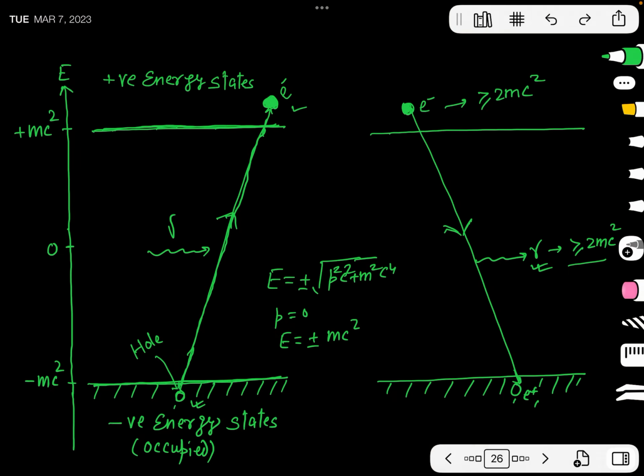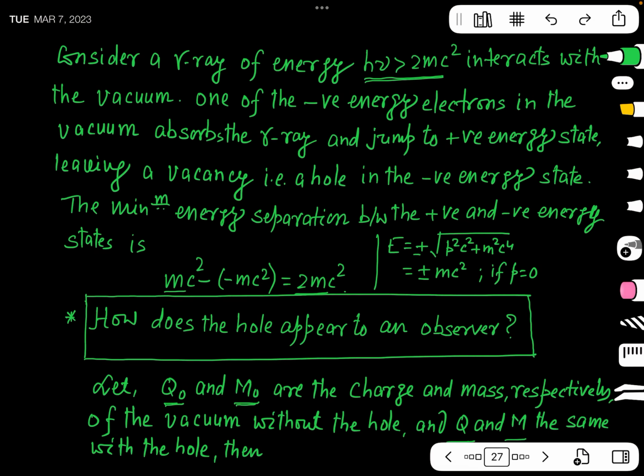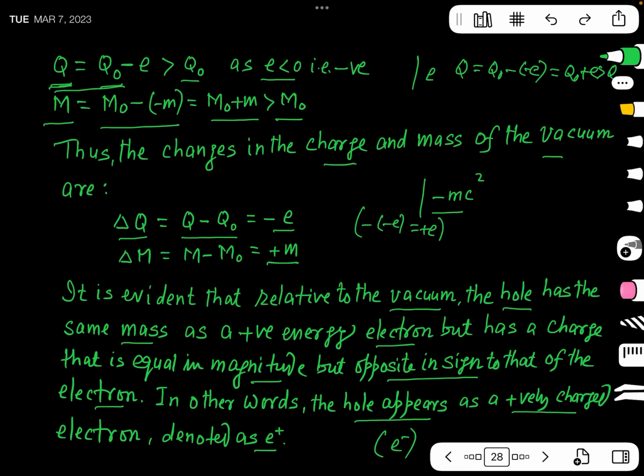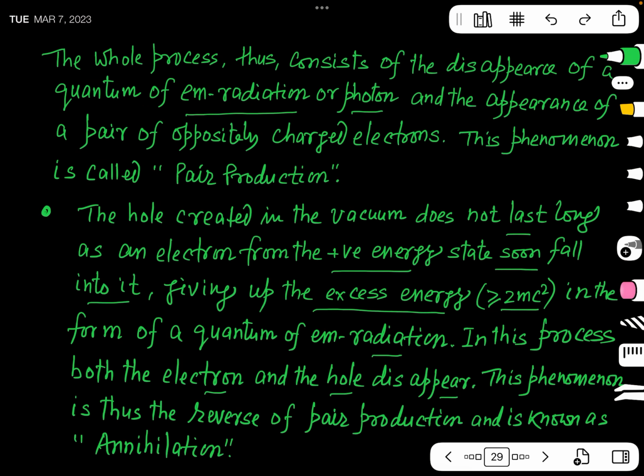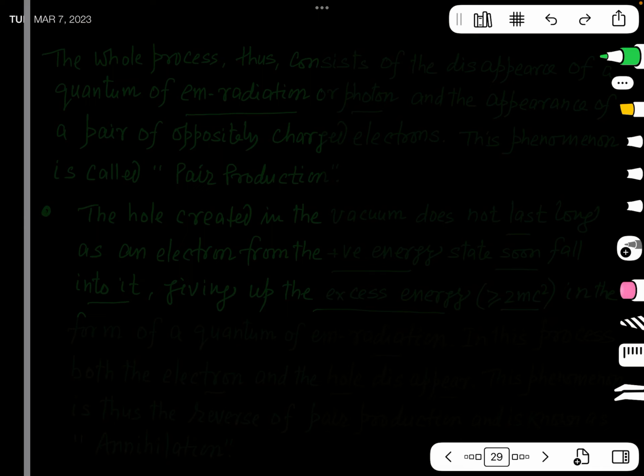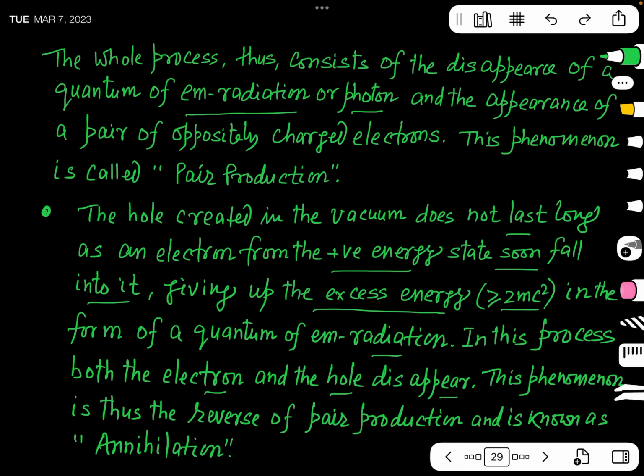So Dirac theory successfully explains two phenomena. Pair production, and so it predicts the concept of the antiparticle, that every particle definitely has an antiparticle. And at the same time it also predicts the phenomenon of annihilation.